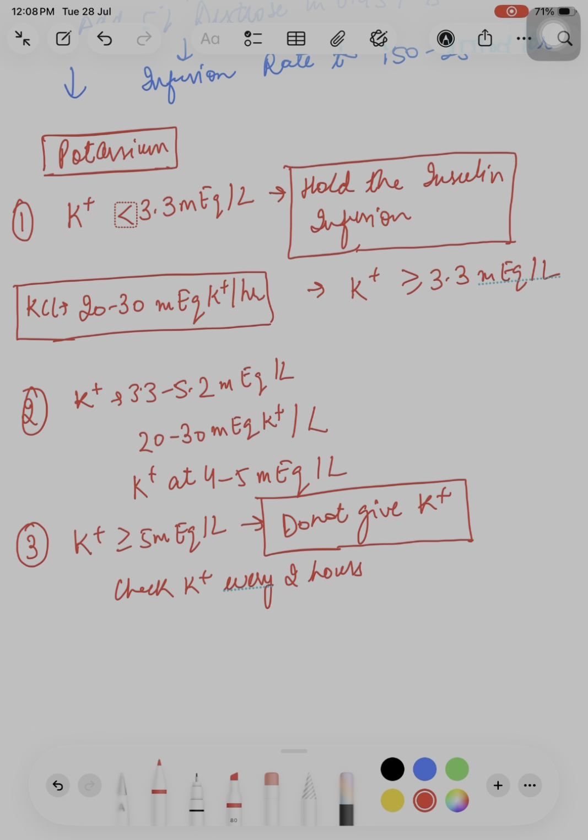You have to ensure urine output, and it should be more than 0.5 milliliter per kg per hour. That means if the patient is 60 kg, you should look for 30 ml of urine output per hour, right?